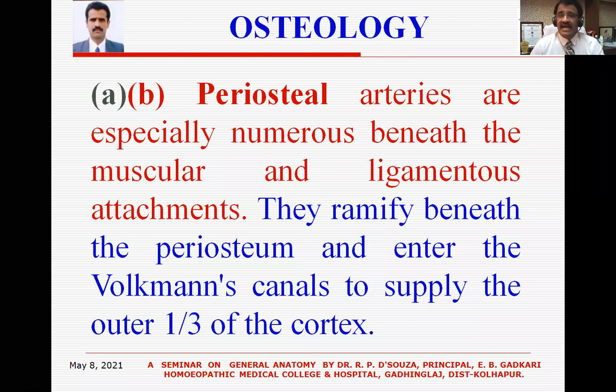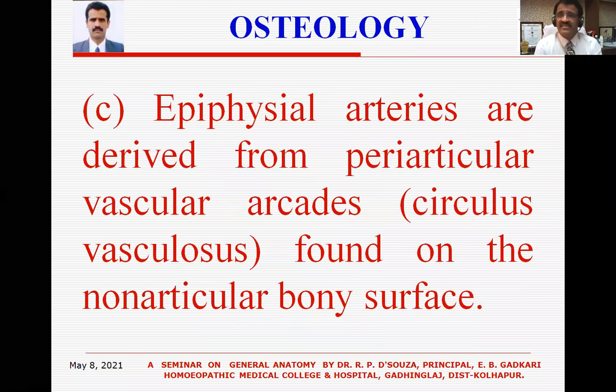Well, the next is epiphyseal arteries. These are derived from the periarticular vascular arcade, the circulus vasculosus, which is present around the head, on the end of every bone which takes part in the formation of a joint, and they supply the epiphysis.